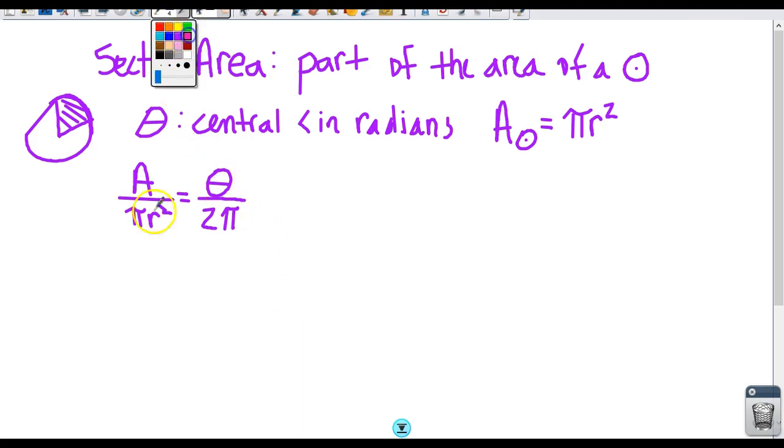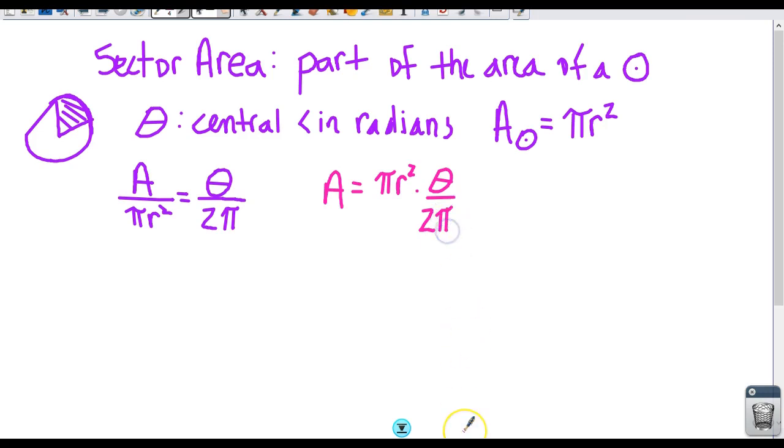Pi r squared, right? I've got to get this out of the denominator. So I'm going to get that the area is equal to pi r squared times theta over 2 pi. Now things don't cancel out quite as nicely on this one as they did on the other one. But if I put this over 1, what does cancel out? The pi's, okay? And even though in the end we would want our answer all in one fraction like we do for radians, their formulas are better when they're not necessarily in one huge fraction.